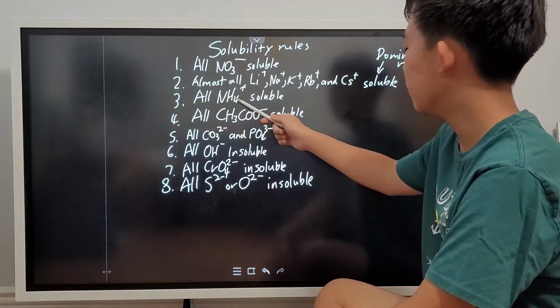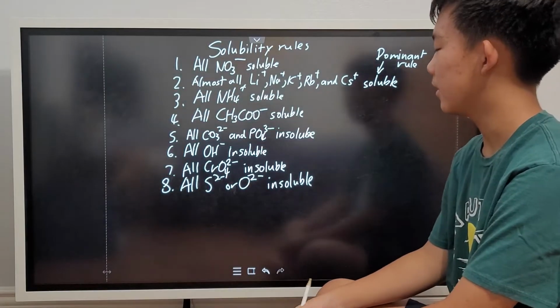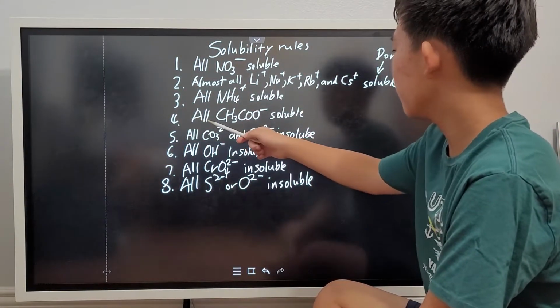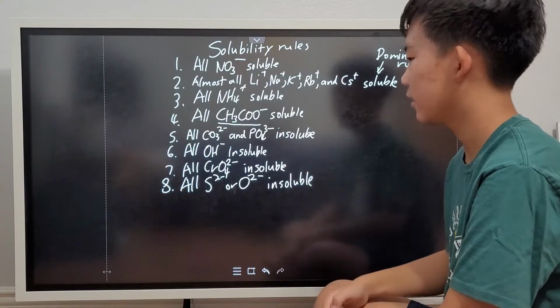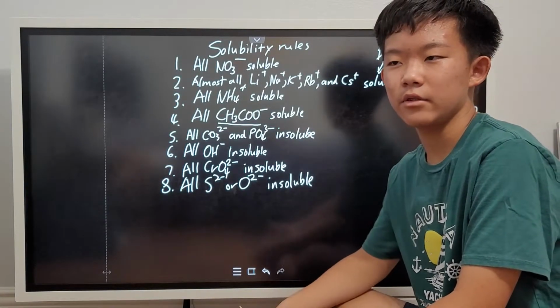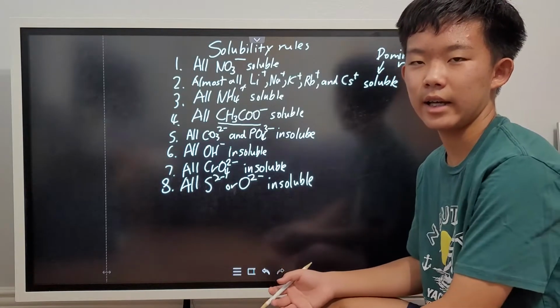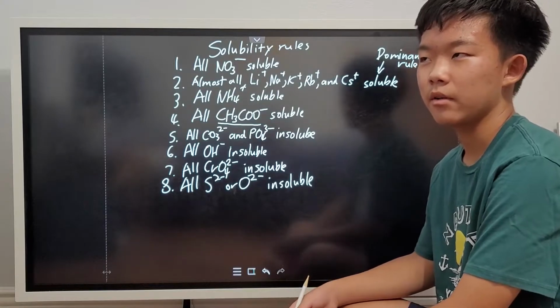Number 3, all ammonium salts are soluble as well. Again, there are exceptions, but we'll ignore them. Number 4, all acetates are soluble as well. In case you're wondering what acetate is, in case you haven't watched our videos, acetate is the conjugate base of acetic acid, which is the compound contained in vinegar.